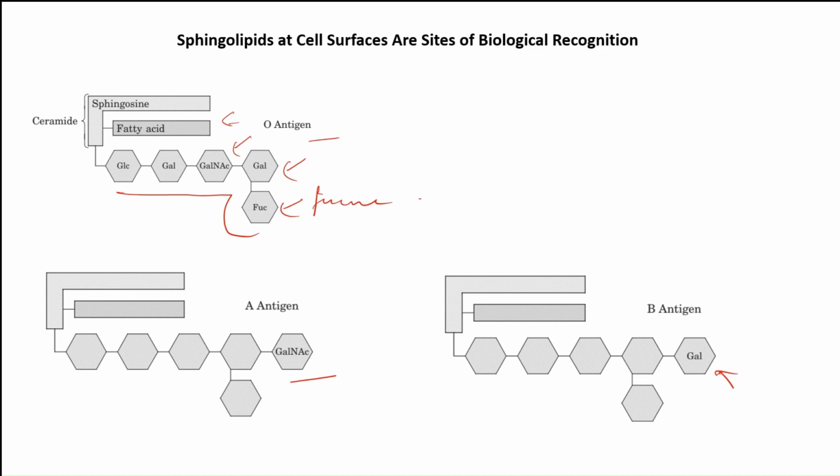So these are the sphingolipids which are found on the cell surface and function as blood group antigens. So a person is of blood group A or blood group B. That depends upon the carbohydrates present in the sphingolipid.